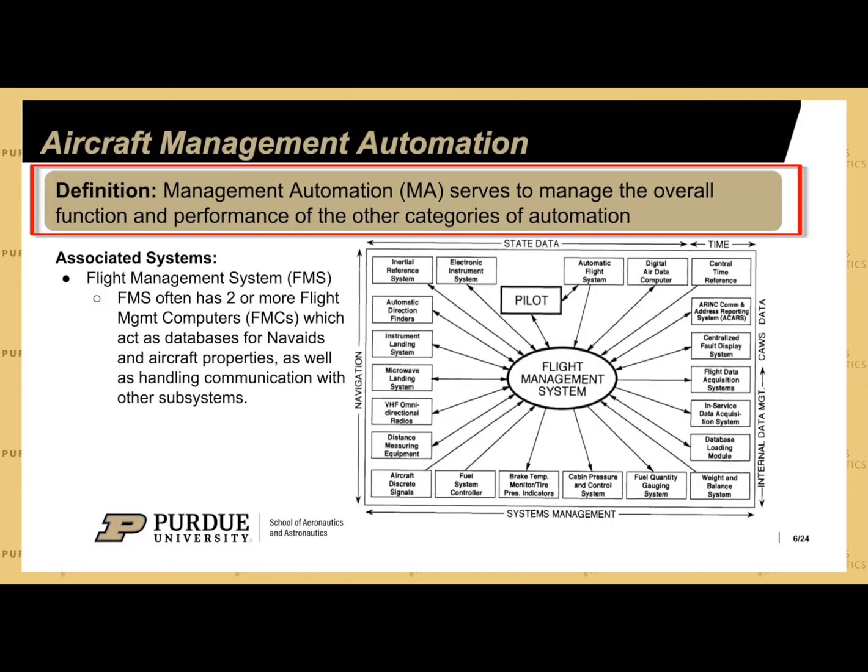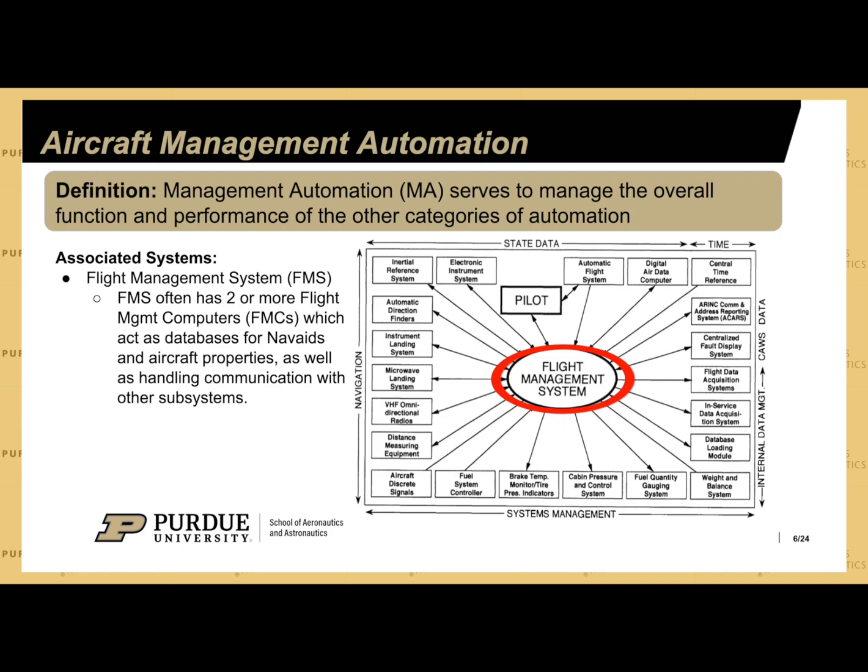Management automation serves to manage the overall function of all connected systems within the aircraft. The Flight Management System, or FMS, is the metaphorical brain of the aircraft, as it takes inputs from all the aircraft systems and interprets those inputs to generate commands. Those commands are then sent to the appropriate control automation systems or displayed as feedback for the pilots. As shown in the figure, the FMS gathers navigational data, state data, and system data to make informed commands with only the pilots having override capabilities. Modern FMS systems utilize two flight management computers for increased redundancy.